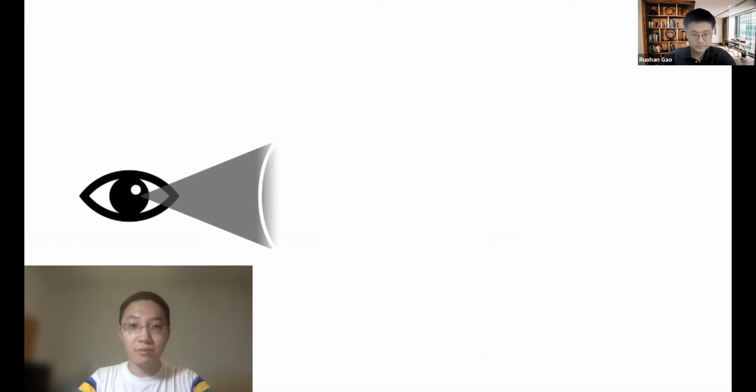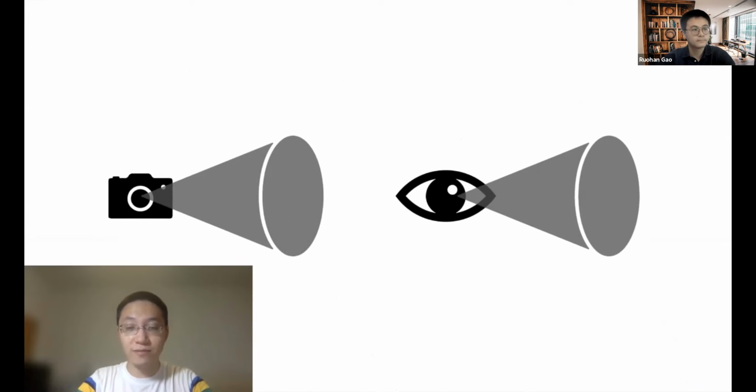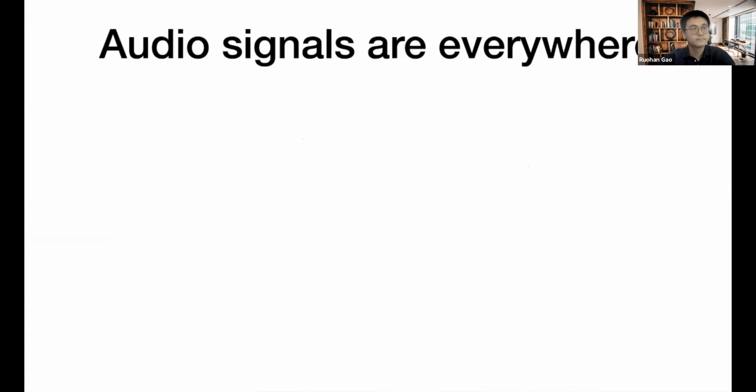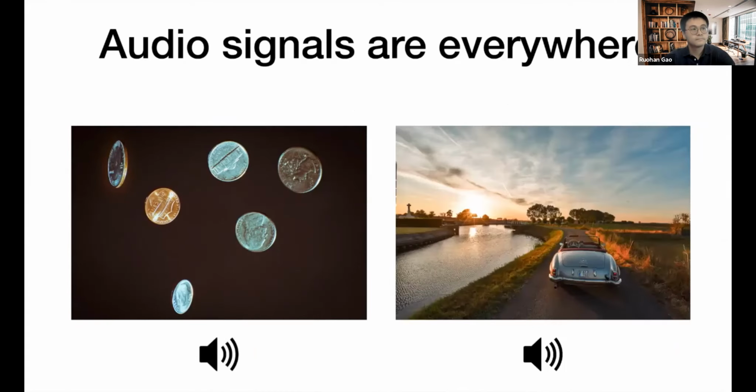Majority of human sensing comes from our visual perception system. With recent progress, machines can also perform various tasks from visual signals. However, this is not the full story. We also heavily rely on other sensing modalities in our daily lives, for example, audio signals. Through the sound made by a falling coin, we can localize the coin. Similarly, we can tell that a car is approaching through its sound.